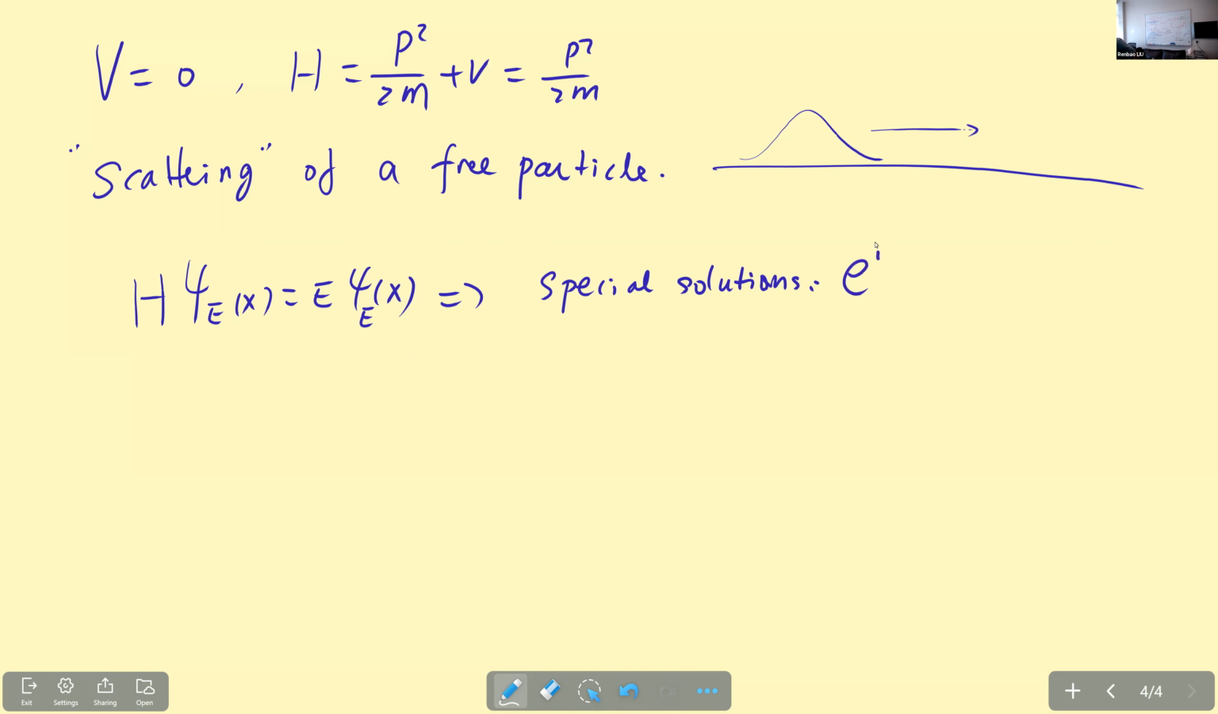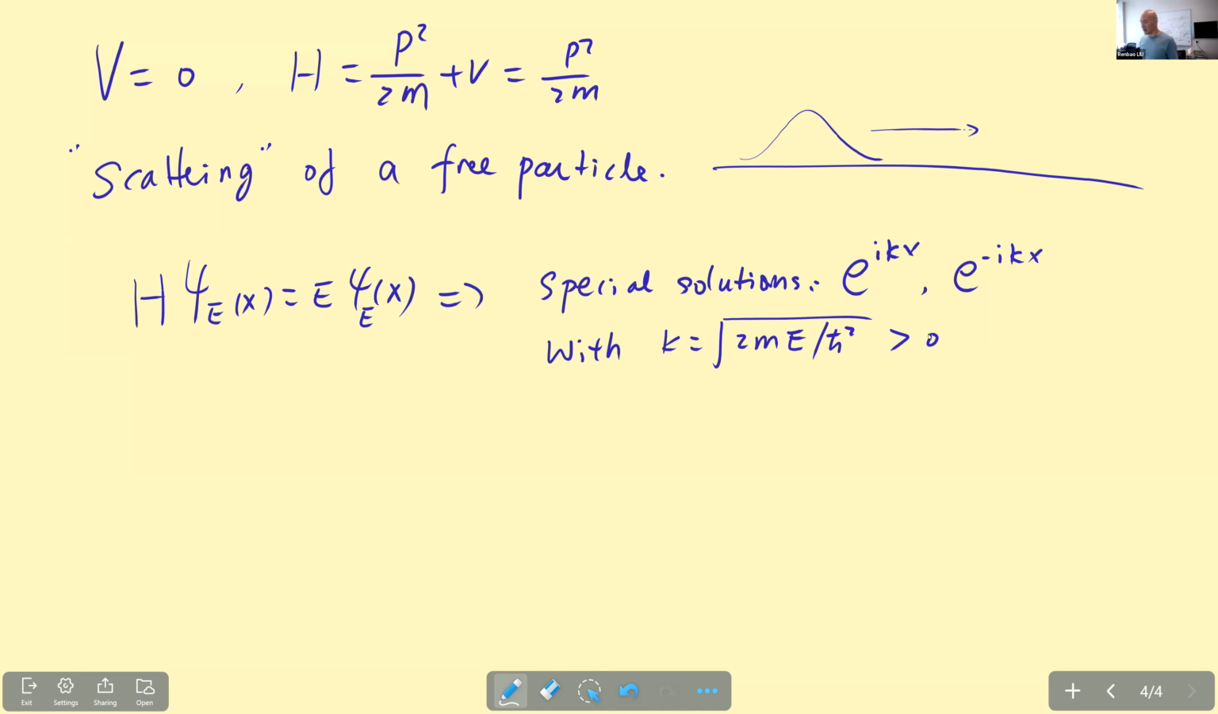That is e^{ikx} and e^{-ikx}, with k squared. Sorry. So there are two special solutions, of course, with this k^2 equals 2mE over h bar squared. Okay, so that's a positive number. So we take this one as a positive number.